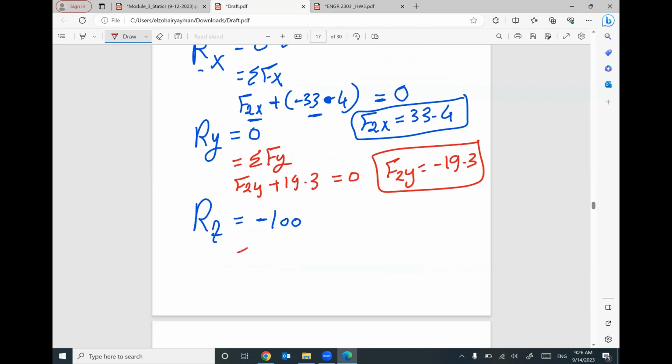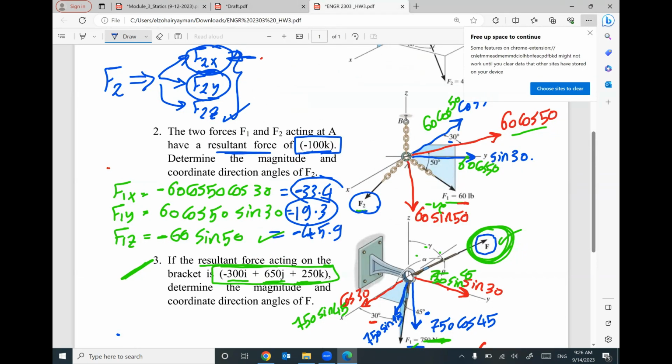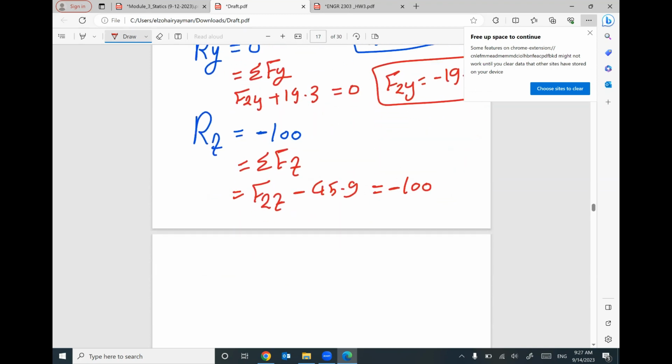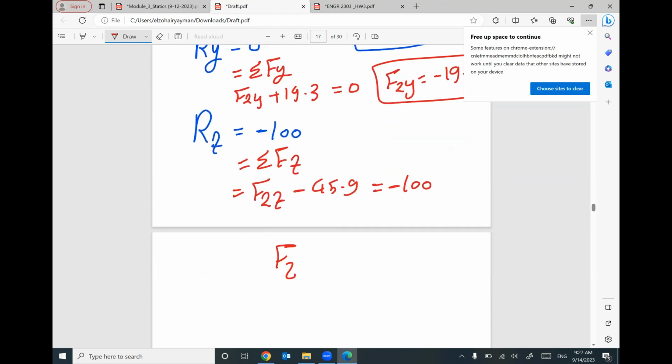The Z component originally equals the summation of all Z components. So we have a Z component here, this one and this one. So F2Z plus negative 45.9, and the summation of these equals negative 100, which is given. So I can figure out the Z component of your force will be negative 54.1.